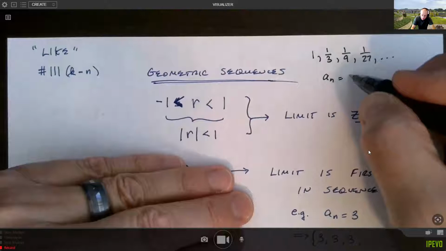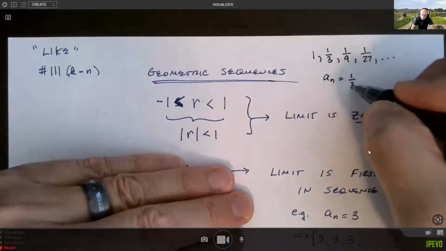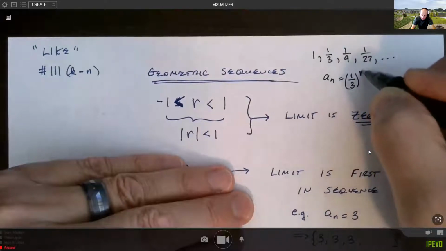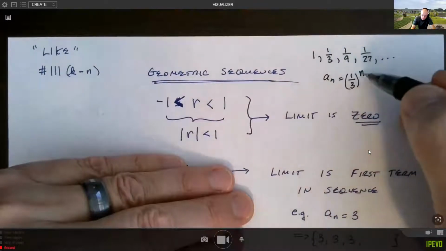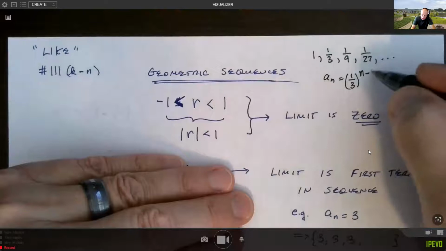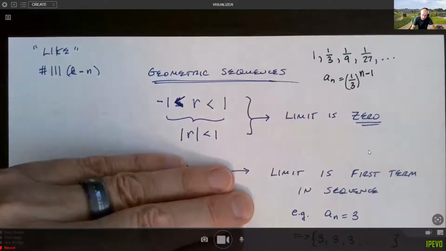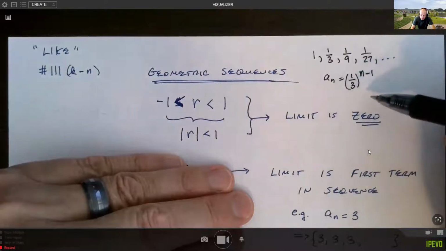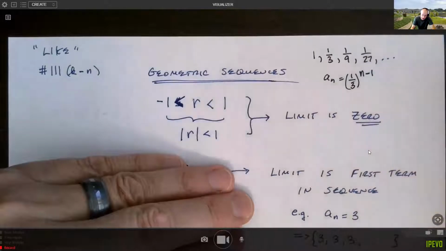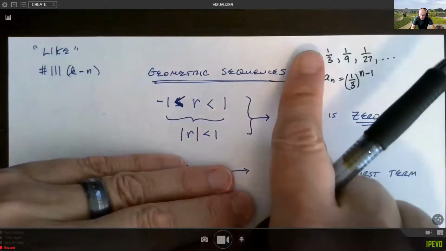Just 1/3 to the n. And in this case, since I'm starting with 1, I want 1/3 to the 0 when n is 1, so I can do 1/3 to the n minus 1 if I'm starting with n equal to 1. So this would be the general term of the sequence. I could also do just 1/3 to the n if I start with 1/3.